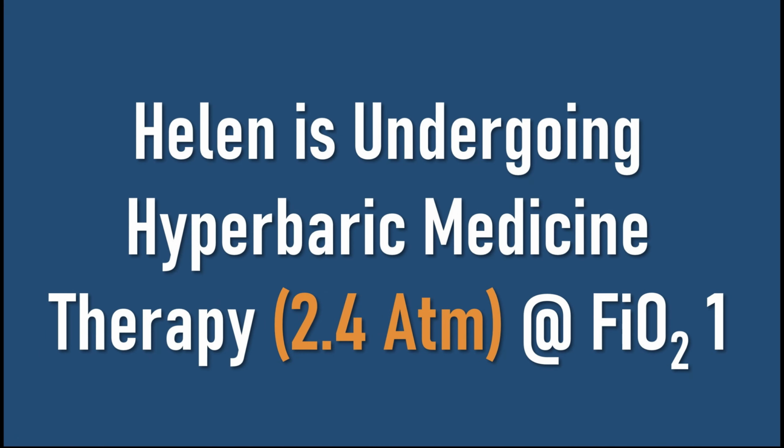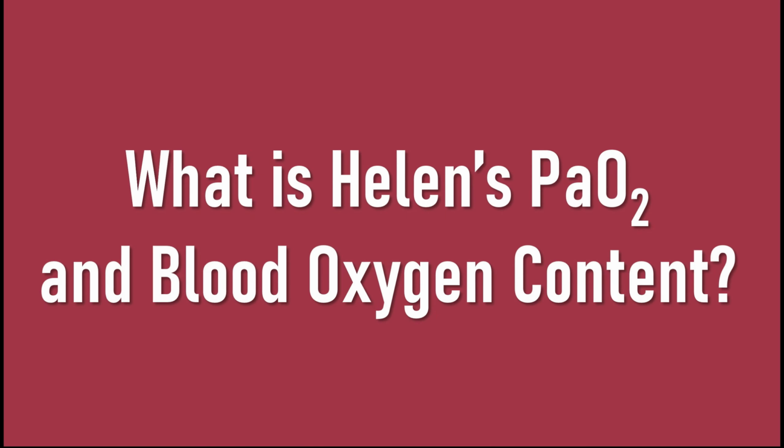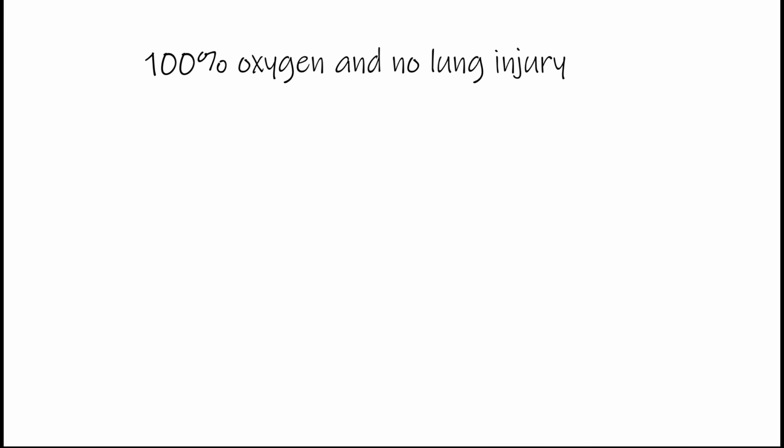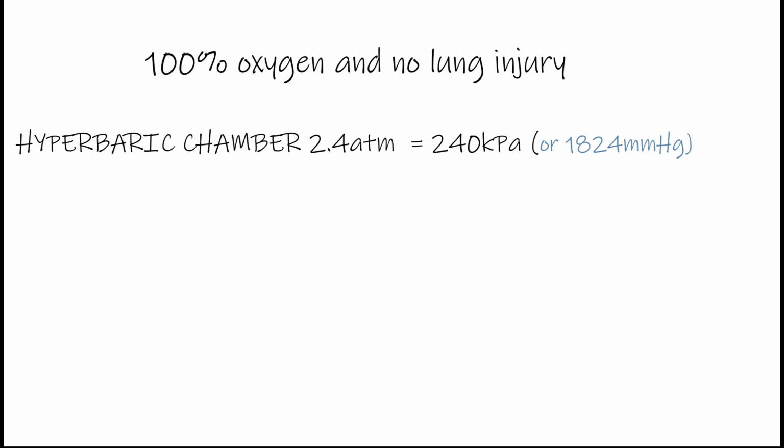Helen is undergoing hyperbaric medical therapy. That's hyperbaric oxygen therapy, where she will receive 2.4 atmospheres of pressure with an inspired oxygen tension of 100%. What is Helen's PaO2 and her blood oxygen content? So Helen is receiving 100% oxygen and she has no lung injury. In the hyperbaric chamber, she's getting 2.4 atmospheres of pressure, which translates very simply to 240 kilopascals. Isn't that really easy? Or 1,824 millimeters of mercury, which is a random looking number.